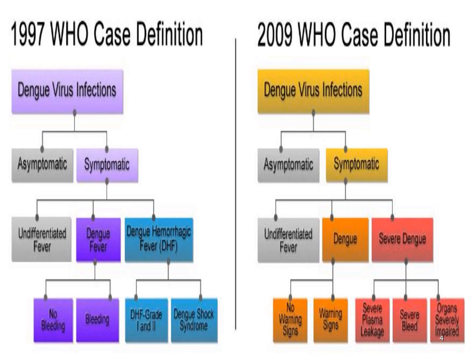Undifferentiated fever means the person has a fever, but he or she is unaware whether it's malaria or typhoid or what type of fever it is. And the symptomatic is the dengue fever. Dengue fever is again divided into no warning signs and warning signs, and the warning signs are the ones that we have discussed earlier. And the more severe dengue is the result of severe plasma leakage, severe bleeding, and organs severely impaired. So this is the serious form, and it can be fatal.